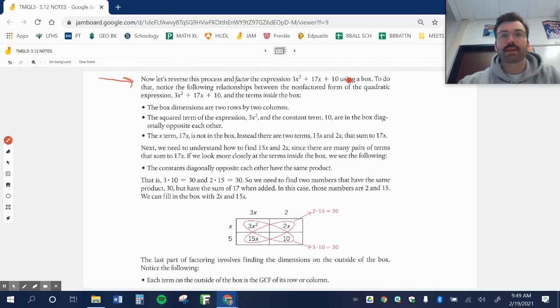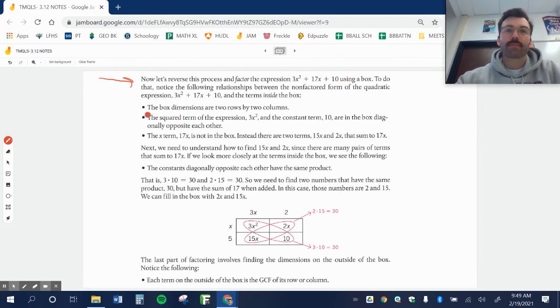How do we do that using a box? The dimensions are going to be 2 rows by 2 columns. The squared term is always going to be in the upper left-hand corner, and the constant term is always going to be in the bottom right. The x term, so that's 17x, is not going to be in the box. Instead, we need two numbers whose sum is 17. We need to understand how to find the 15 and the 2.